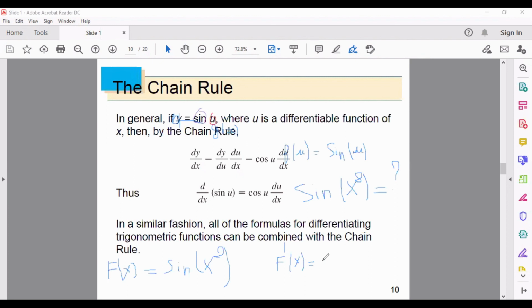Then its derivative: we have to evaluate the derivative of sine. As I said, the derivative of sine, the outsider function, is cosine. Then cosine of what we have inside the parentheses, x squared. It's not cosine x, it's cosine u, where u is equal to x squared, times the derivative of x squared. The derivative of x squared is 2x. That's why it's equal to 2x times cosine x squared.